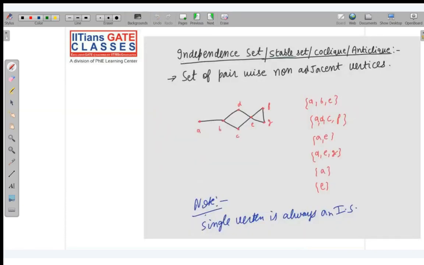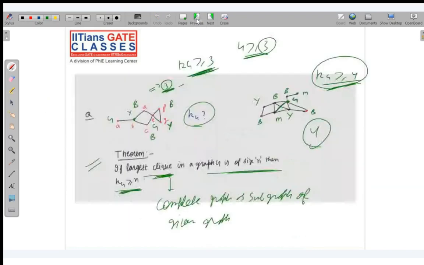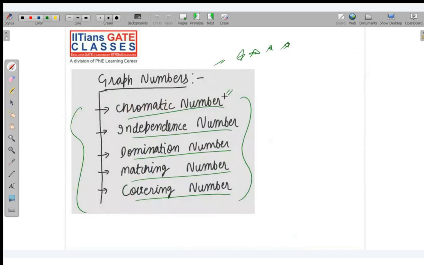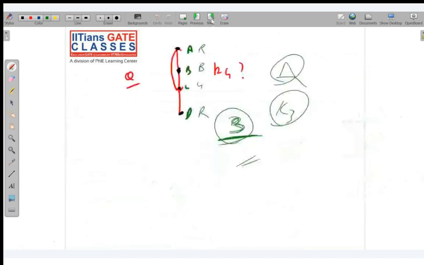So independent set, stable set, co-clique or anti-clique. That is a different definition. Now we are jumping to that. So chromatic number is over now. Okay. So now we are going to start independence number. So the next graph number is independence number. See the slide. I have told you, so what was that? Graph numbers. Now chromatic number is over. Now we are going to start independence number. Okay. So let me start the independence number now.